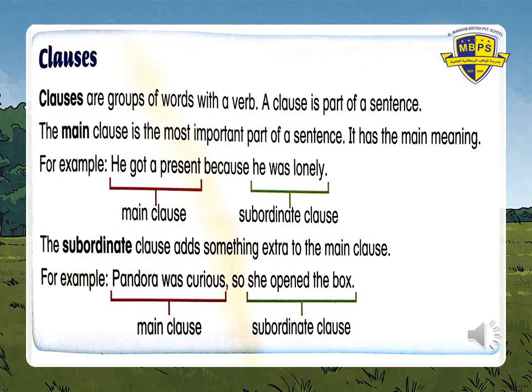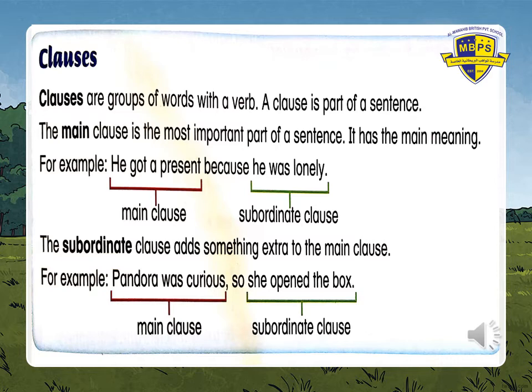I hope, students, you have enjoyed the video and it was helpful to understand the use of clauses. So to sum up, we can say clauses are a group of words with a verb, and a clause is a part of a sentence. There are two types of clauses. The main clause is the most important clause because it has the main meaning of a sentence. Then there is a subordinate clause that helps the main clause to complete a thought, to complete the sentence.